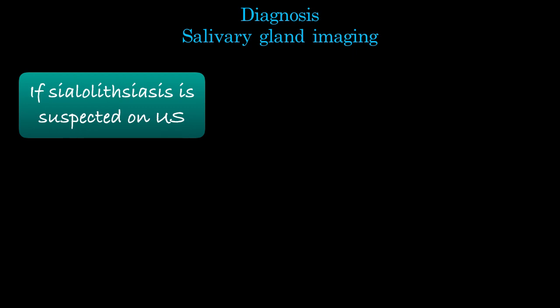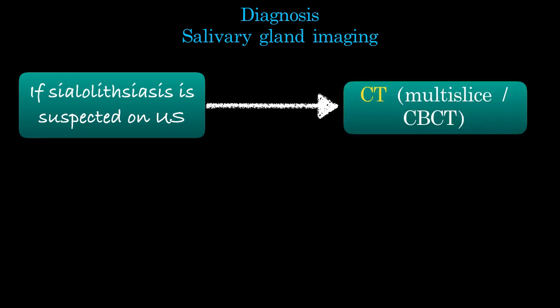If we need some surgical intervention for the problem that we have, we'll definitely request another imaging modality that gives us more details and is more precise than the ultrasound. So after the ultrasound examination, if we suspect a salivary stone, we can go for a CT scan or a CBCT scan. The CT can either be a multi-slice CT, which is the CT in the radiology centers, or the dental CT, which is the CBCT.